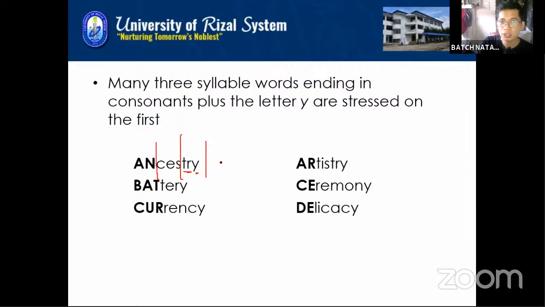So ancestry. We say battery. It is also a three-syllable word: bat, te, and re. Since it ends with the combination of a consonant plus Y, this is already an indicator that stress falls on the first syllable. We say battery, currency, artistry, ceremony.